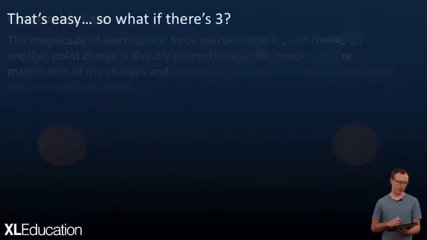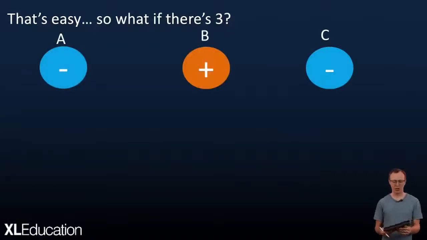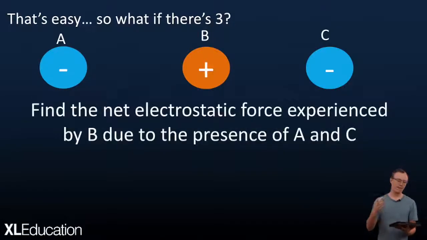Right. So then we often have problems with more than two charges in the same space. Here we've got three charges, and the question might be something like, find the net electrostatic force experienced by B, the middle charge there, due to the presence of A and C. We know that A and B both experience a force due to each other, but B and C are also reacting with each other.